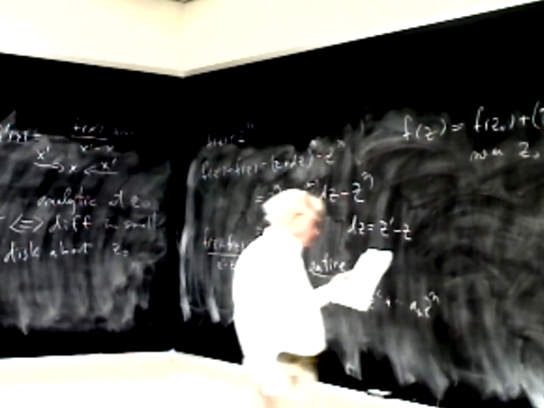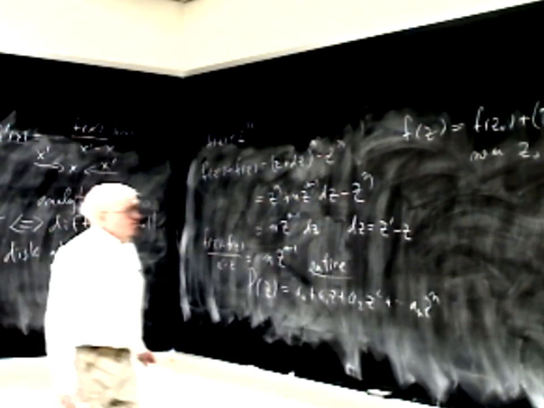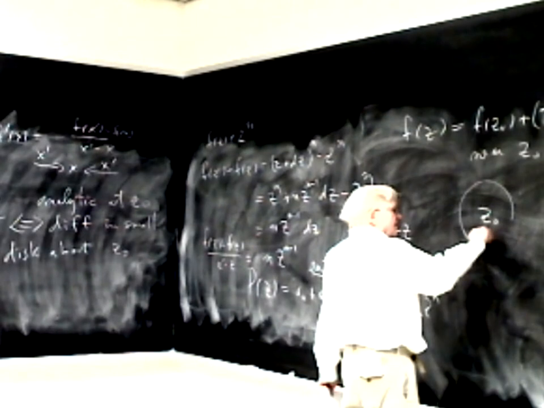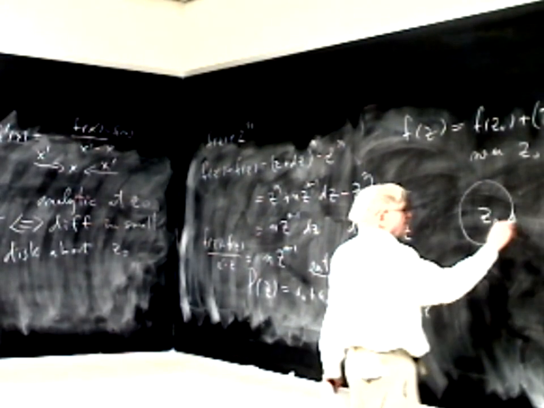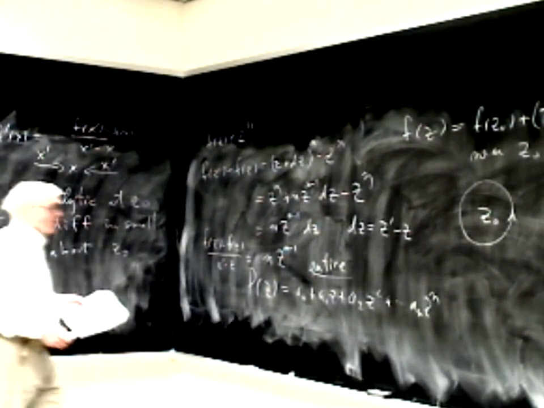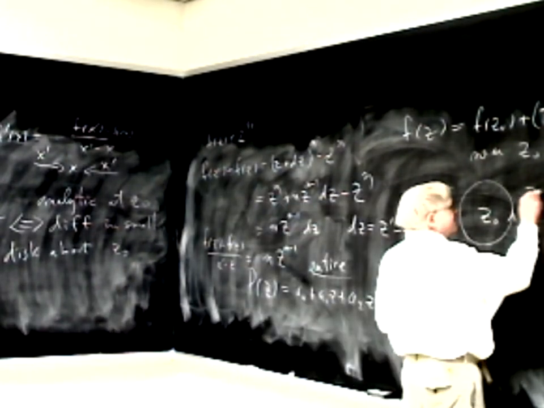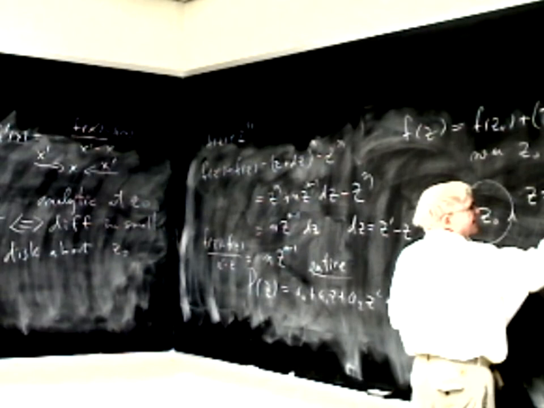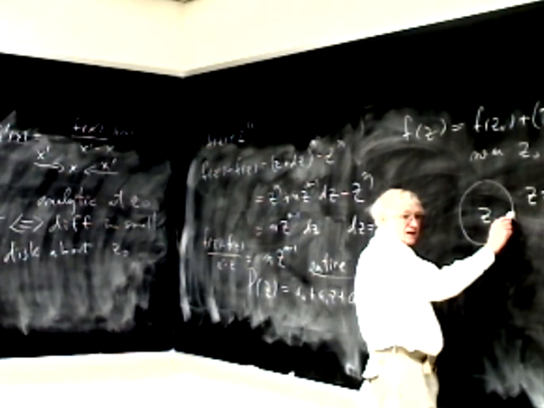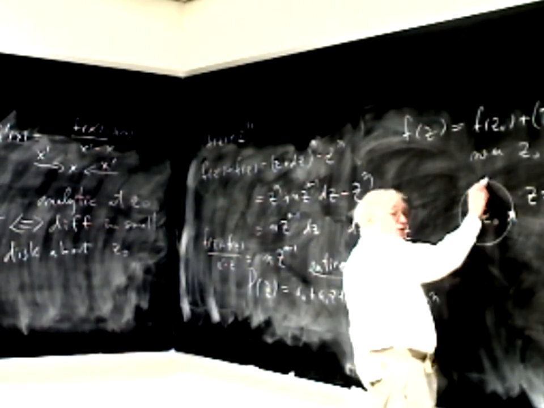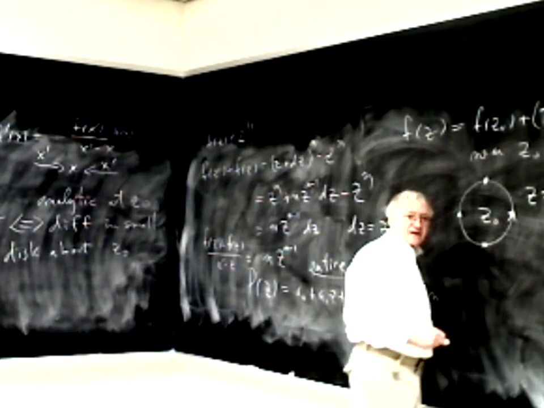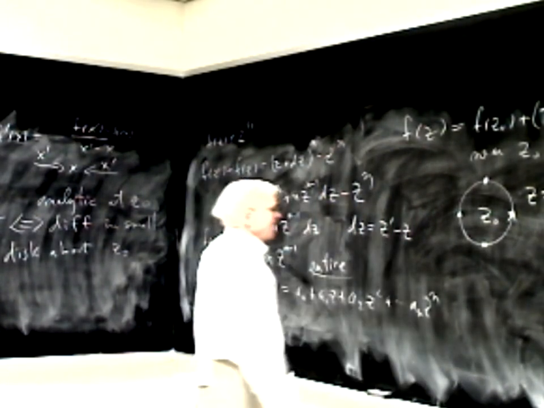Okay. So now what we can do is, this is the point z0, we can do what's called a contour integral around the point z0. And what are the points on this contour? Well, they're going to be z equals z0 plus epsilon e to the i theta. When theta is 0, it's just this point here. When theta is pi over 2, it's this point up here. When theta is pi, it's over here. 3 pi over 2, it's down there. And at 2 pi, you get back there.